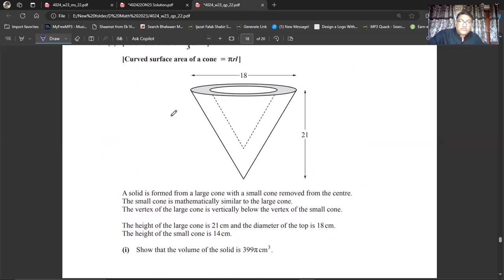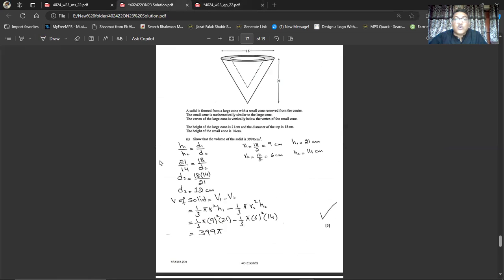So let me tell you something. Because this smaller cone and that bigger cone are both similar to each other, and the vertical height of both the cones is given, whatever is the ratio of the vertical heights, the same is the ratio of their diameters. So I can find the diameter of the smaller cone also. Once I know their diameters, I will find the volume of the larger cone, then the volume of the smaller cone. From the volume of the larger cone, I will subtract the volume of the smaller cone, and that will give me the volume of the solid which the cone is made of.